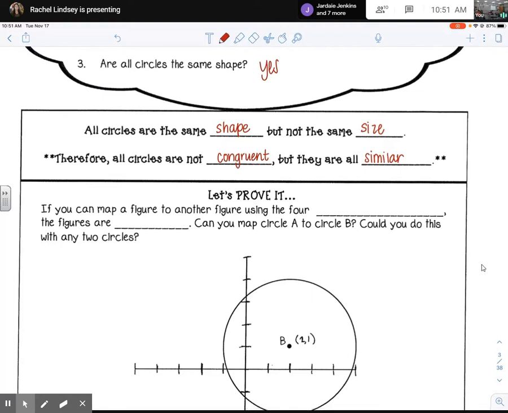So, if you can map a figure to another figure using the 4 transformations, which are translation, rotation, reflection, or dilation, then the figures are similar.